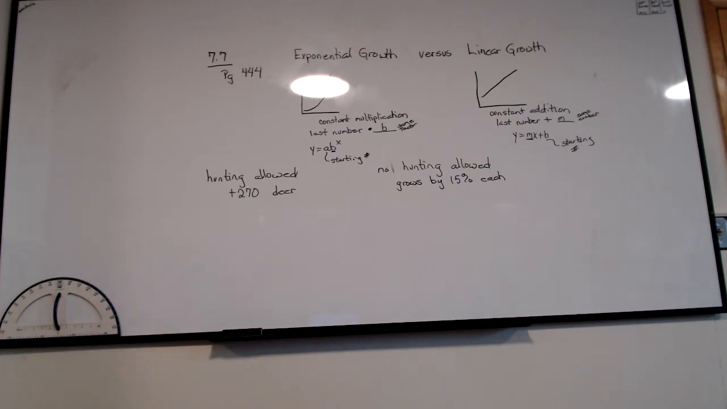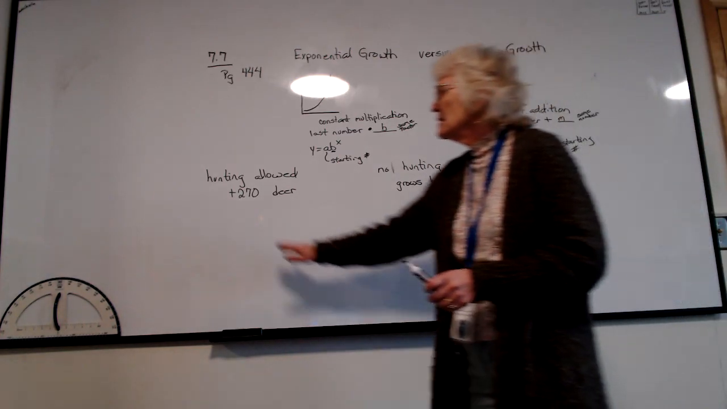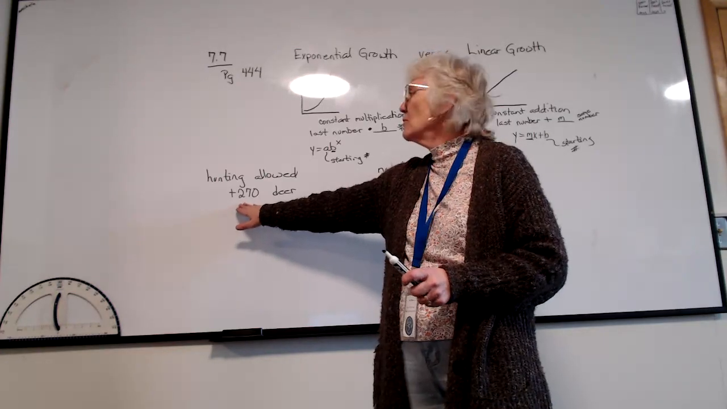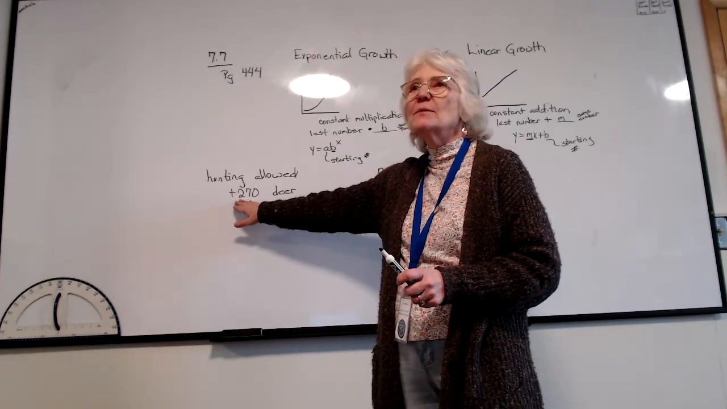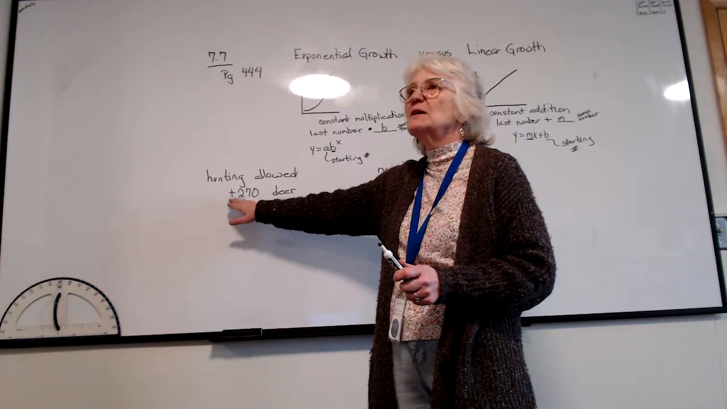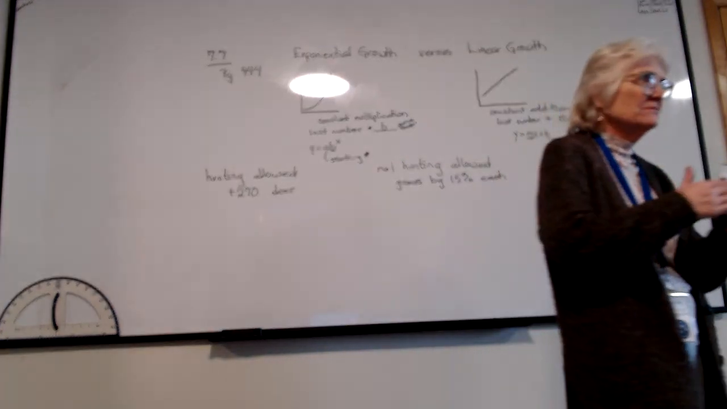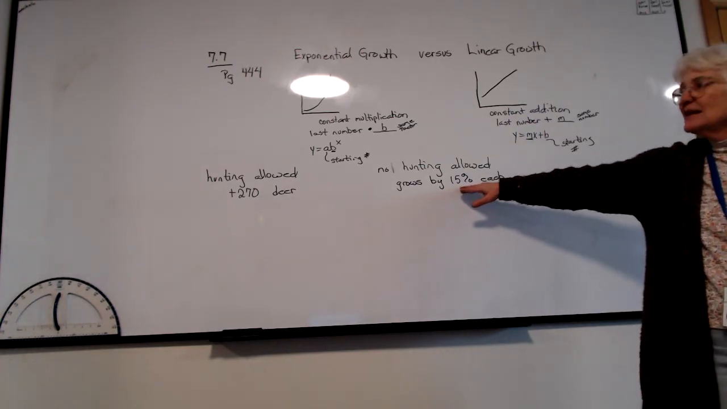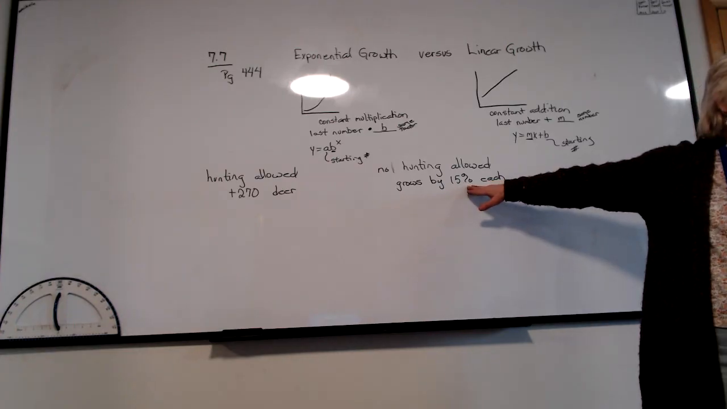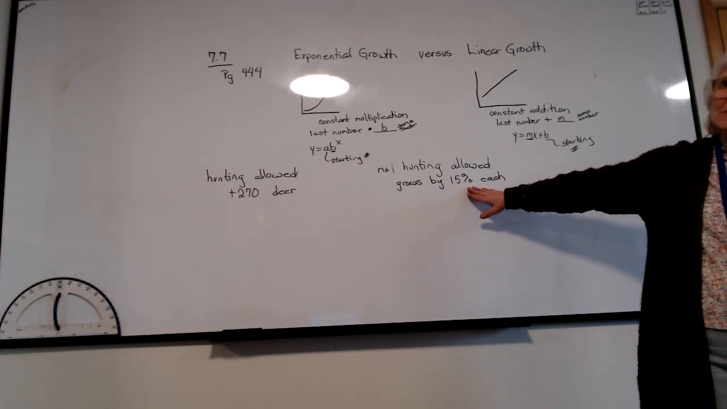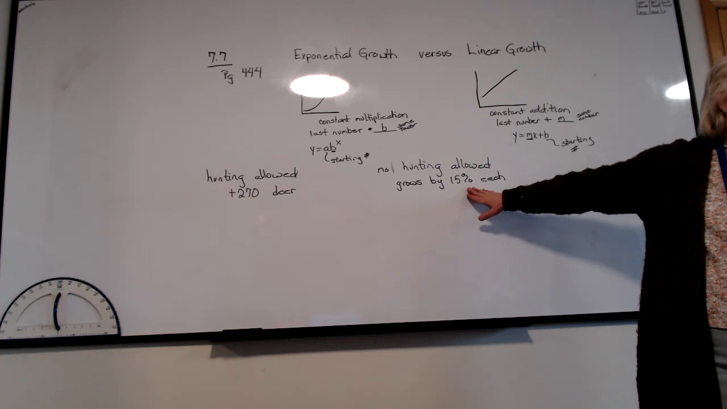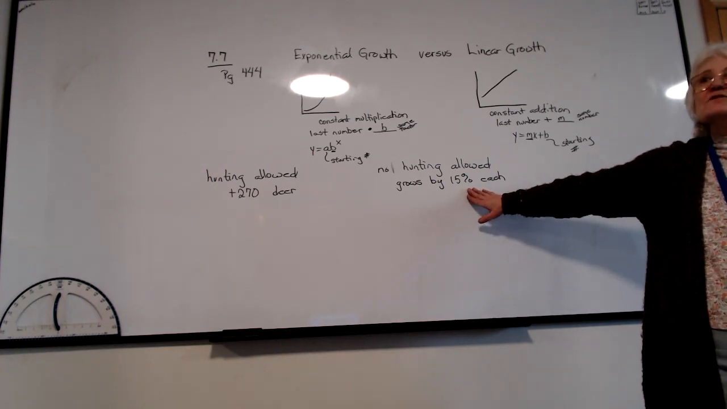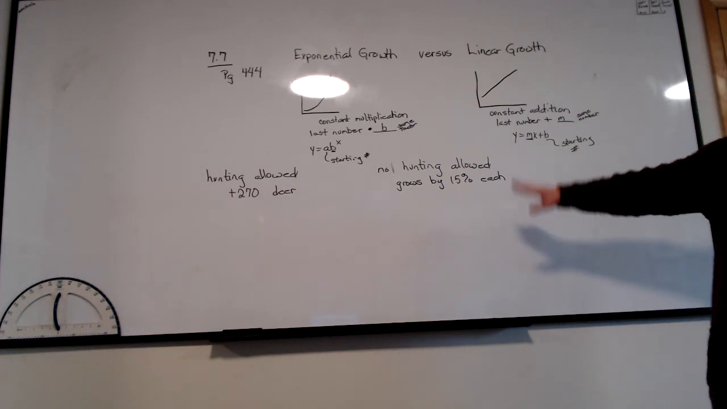So when hunting's allowed, is that 270 deer killed per year? No, the population increases by 270 every year, no matter what. Okay, 270. If they don't allow hunting, then it grows exponentially because more babies have more babies, which have more babies. So you have an exponential growth. So the deer population will probably grow faster.